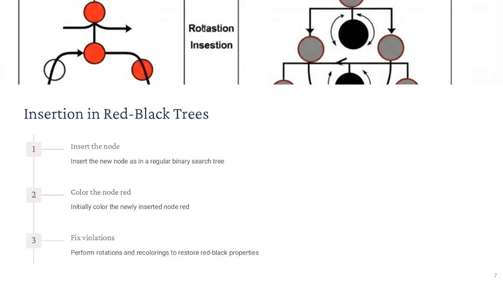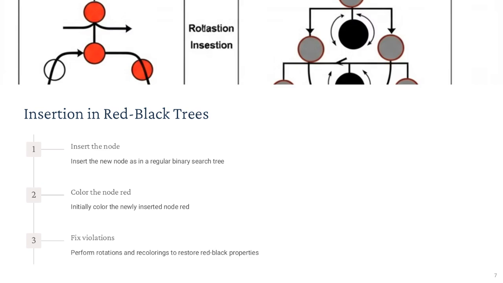Insertion in a red-black tree involves three main steps. First, the node is inserted as in a regular binary search tree. This means finding the appropriate location for the new node by comparing its key to the existing nodes in the tree. Second, the new node is initially colored red. Coloring it red ensures that no black height violations occur during insertion, as adding a black node could disrupt the balance. The third step is fixing any violations of the red-black properties that may arise.